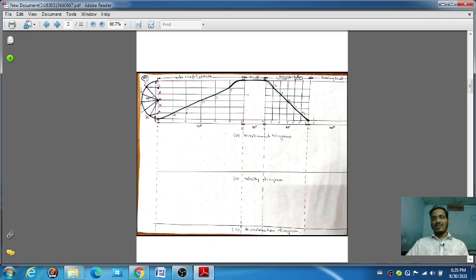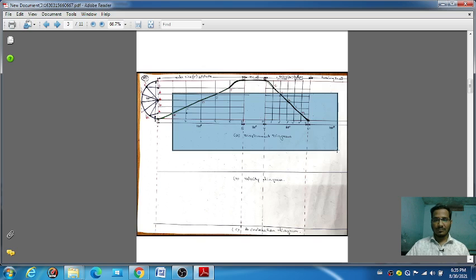After that, the remaining dwell period is 150. If you add these values of the degree, you will get 150, 60, 30 plus 120. You will get the value of total rotation of the cam as 360 degree.